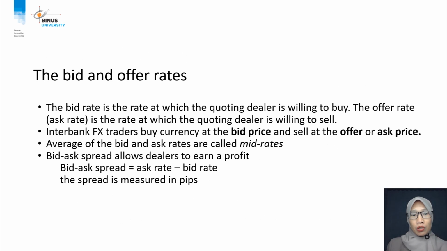For the quotations, we have 2 rates, the bid and offer rates. Bid is the buying rate and ask, or the offer rate, is the selling rate from the perspective of the quoting dealer. So the interbank foreign exchange traders buy currency at the bid price and sell at the offer or the ask price. The difference between ask and bid rates is called the spread. And the spread is measured in pips.